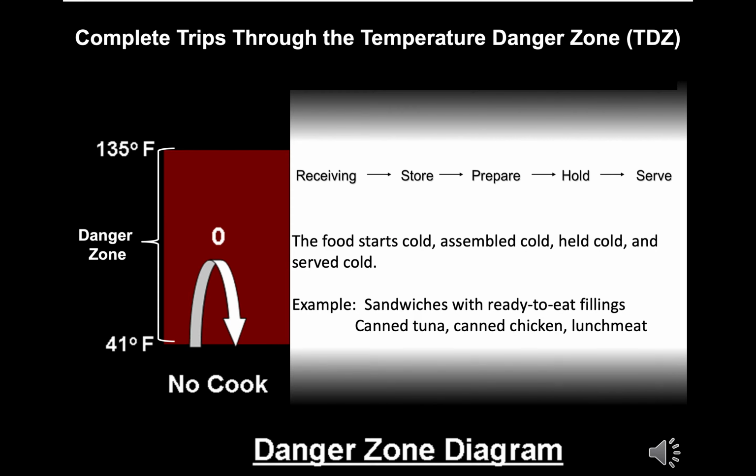In the no-cook process, we have an example of a sandwich that contains ready-to-eat fillings. These can be foods such as cold tuna sandwiches, canned chicken, or lunch meats. In this example, we are using a food that starts cold at 41 degrees Fahrenheit or less. This could be your tuna, canned chicken, or lunch meat. The food is assembled cold, meaning that there is no heating or cooking process. The food is held cold at 41 degrees Fahrenheit or below and is served cold at 41 degrees or below. In this example, the food never leaves the maximum cold holding temperature of 41 degrees or below, so it does not make any trips through the danger zone.